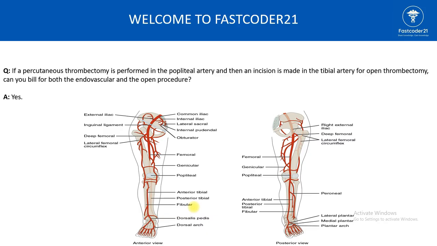So how do you code this scenario? One territory percutaneous approach, another territory open approach. So here we need to code two separate codes. Why? Because in both these procedures the physician has performed different approaches in different territories. So here we need to code two codes, one for percutaneous and one for open.